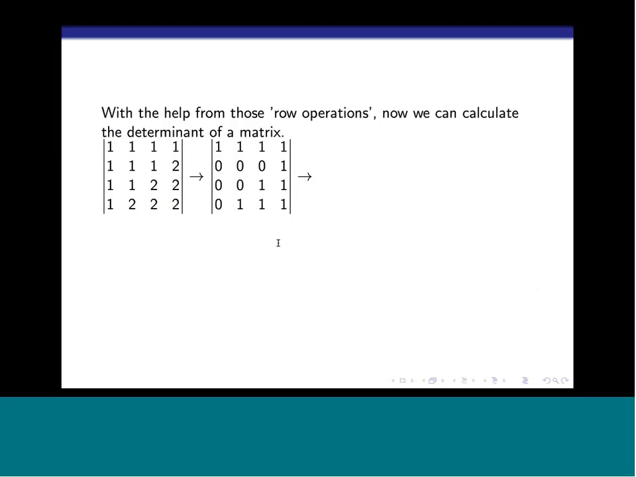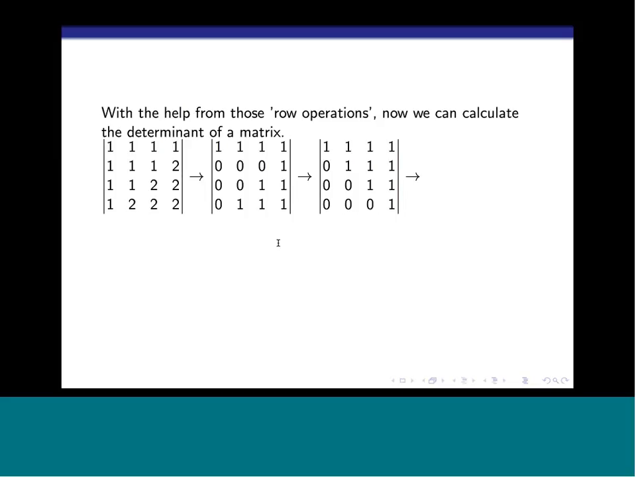No. Okay, now you switch the second and the last row. Why do I need to switch? Because I want the last row to have 0, 0, 0, 1. So switch it like this. Okay? But the determinant is going to change by a factor of minus 1. You have to remember it.